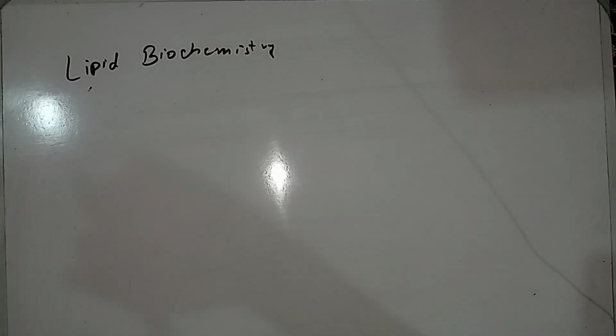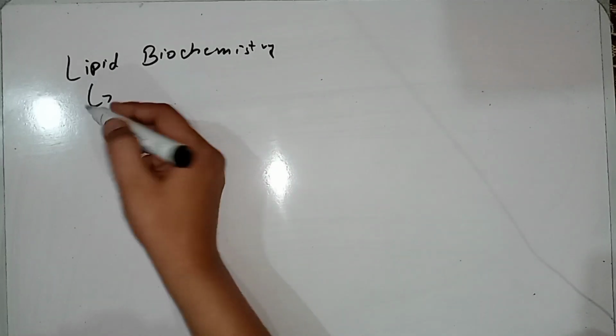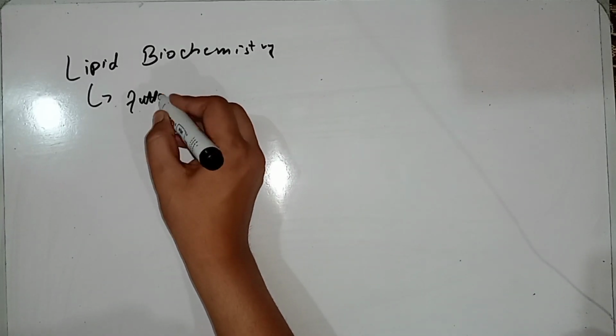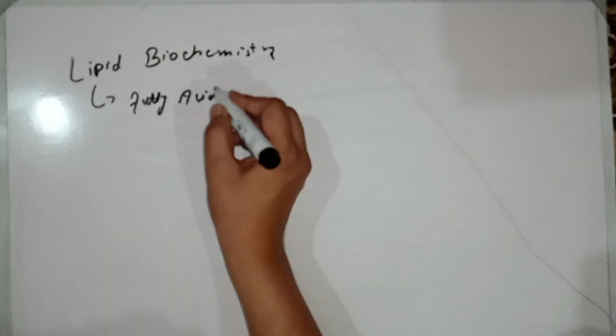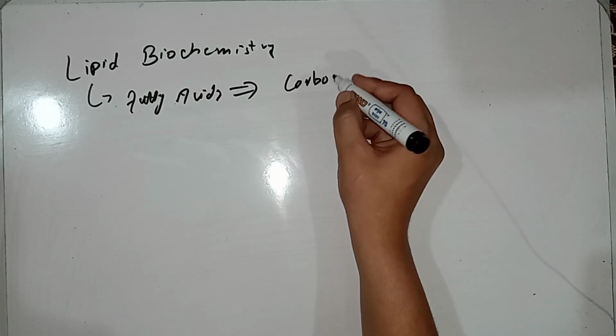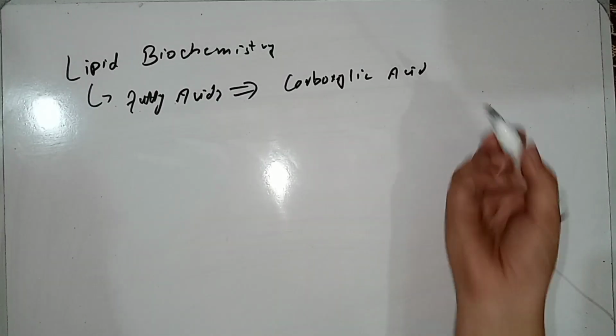Hi there, in this video we are going to start lipid biochemistry. So lipids are basically complex compounds made up of fatty acids. So what are fatty acids? Fatty acids are basically carboxylic acids, or we define them as long chain carboxylic acids. However, they can be short chains.